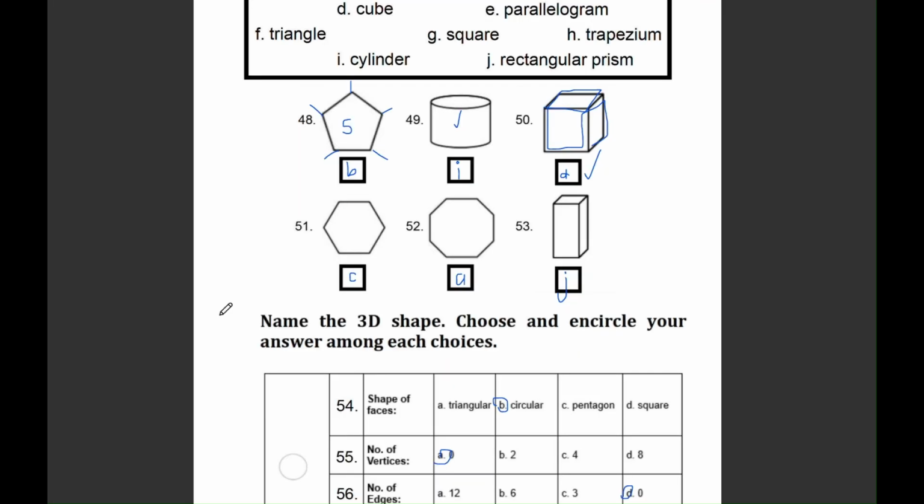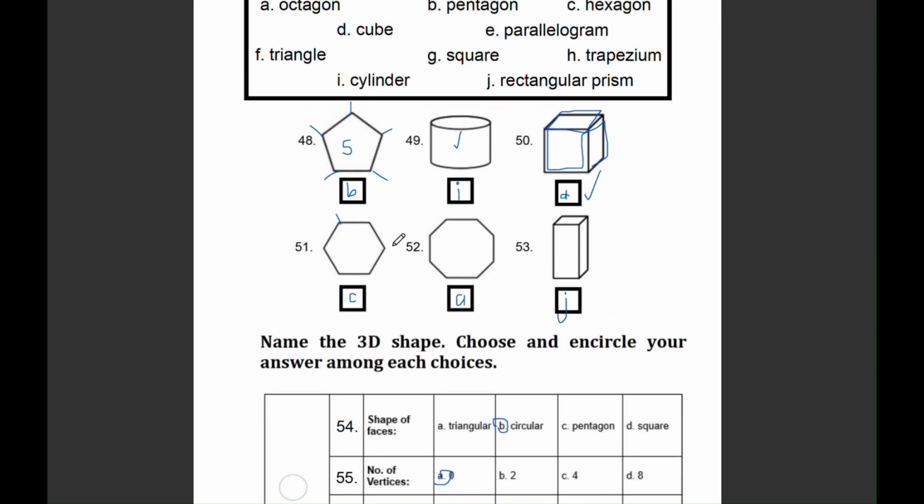Number 51. Identify the polygon. 6 sides. Answer: C, hexagon. Reason: 6 sides. Number 52. Identify the polygon. 8 sides. Answer: A, octagon. Reason: 8 sides. Number 53.